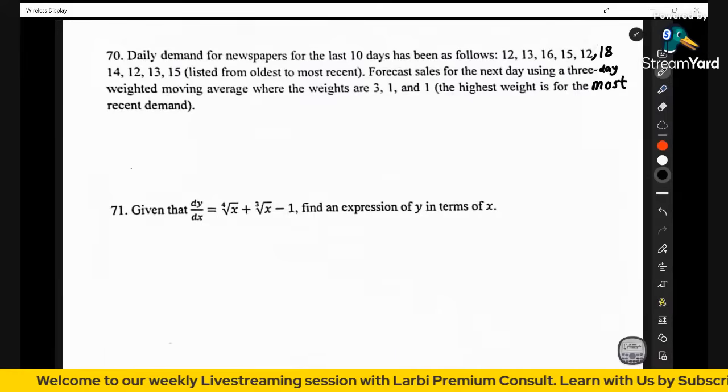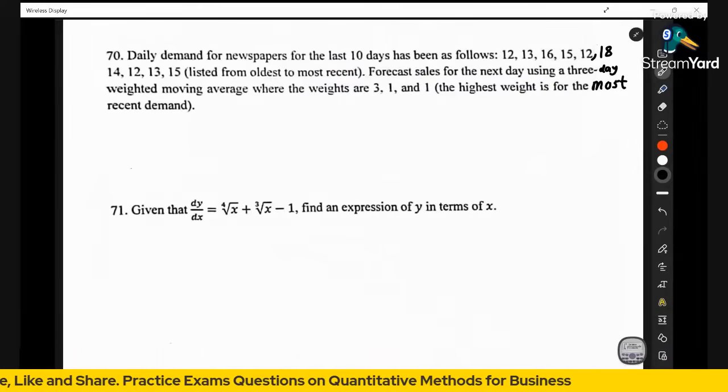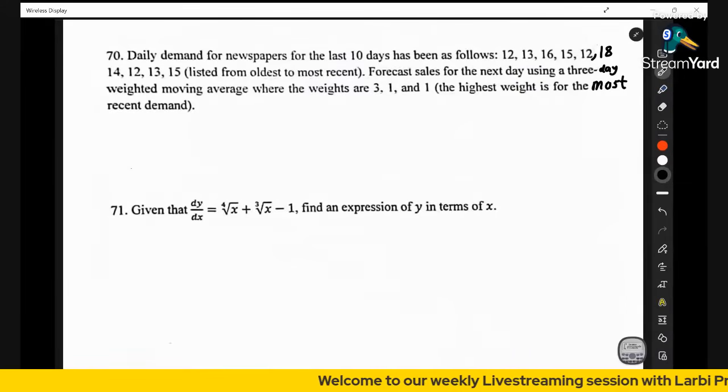3, 1, and 1. This is what I was saying, that all things being equal, expect the weights to always sum up to 1. But for mathematics and for examination purposes, at times the examiner might actually give you any weight at all. Once you're given the weight, just use the weight and you are good to go. So you are asked to forecast for the next day.